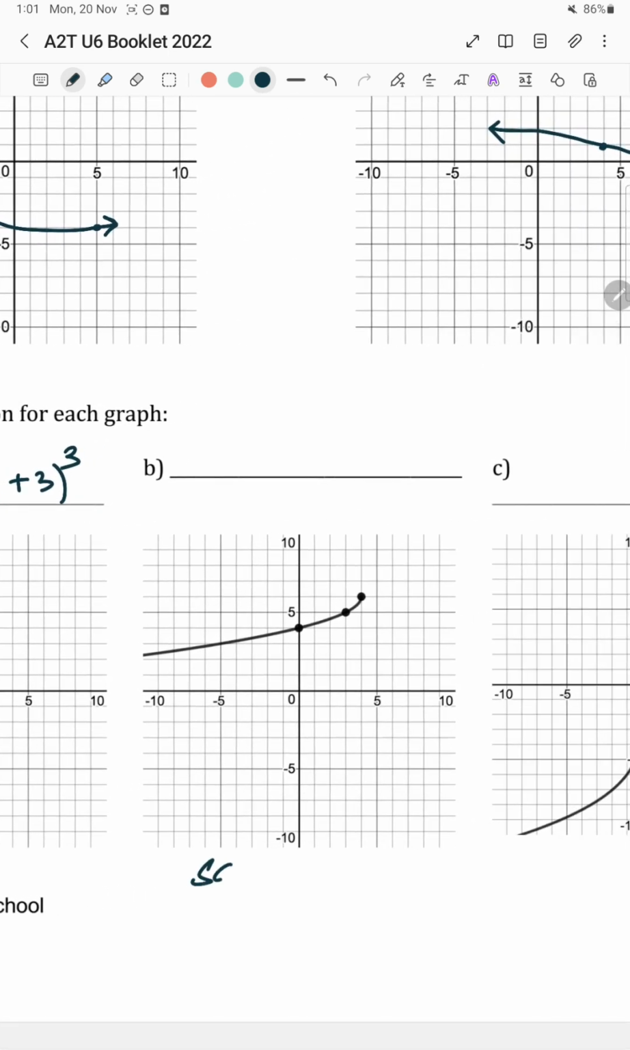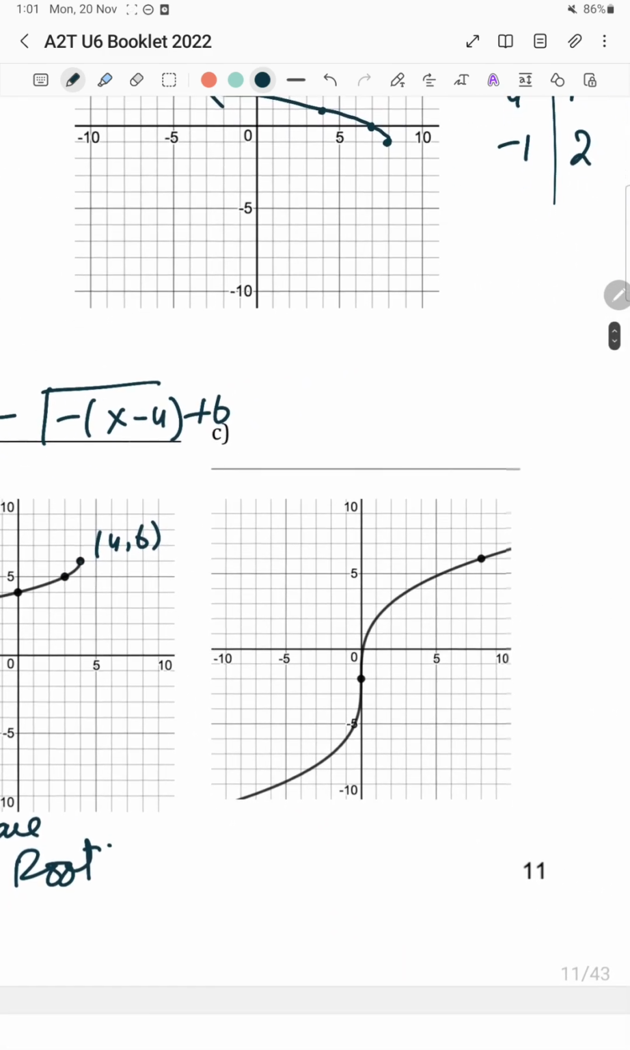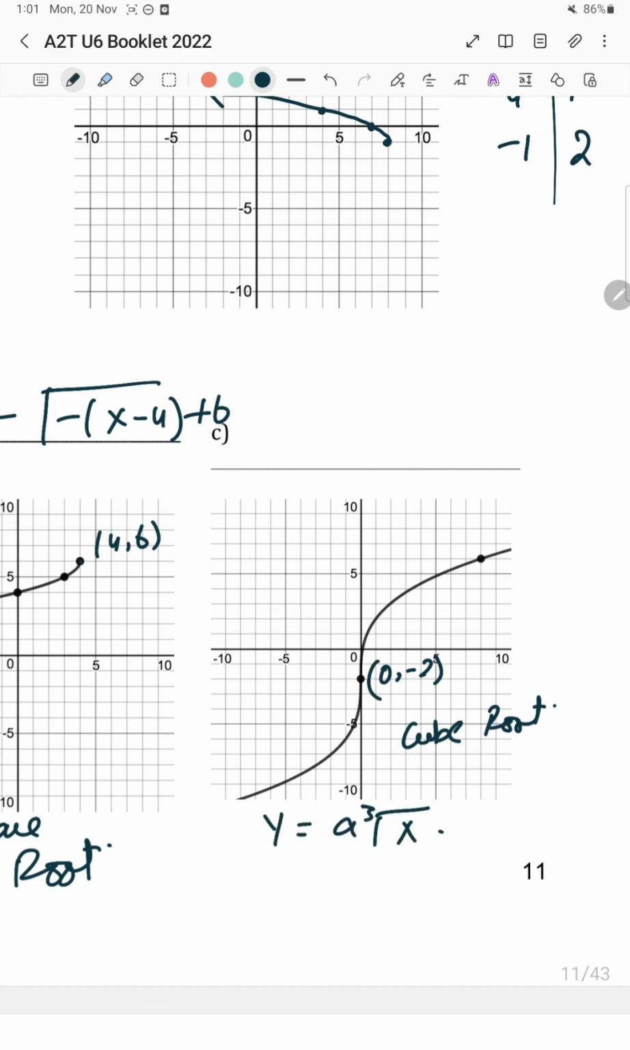This is square root, and it is 4, 6. So y is equal to minus square root of x minus 4, plus 6. This is cube root, and it is 0, minus 2. So y is equal to cube root of x, minus 2.